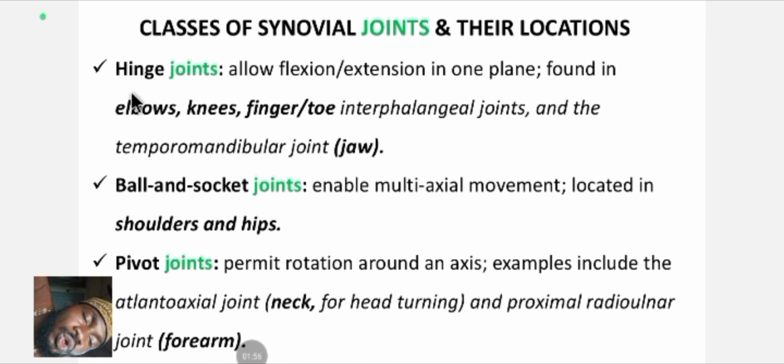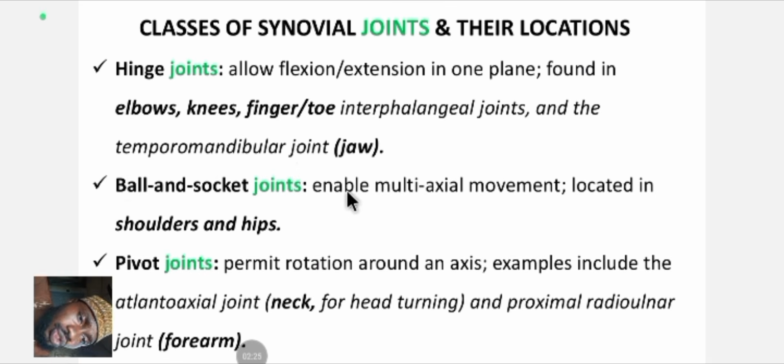All right. So where do we find this joint? It is found in the elbow, knee, fingers and toes, which are the interphalangeal joints, and the temporomandibular joints, which you have here in the jaw. Only two sides, up and down, one plane. You can't move it to this side, except if you want to break the joint.